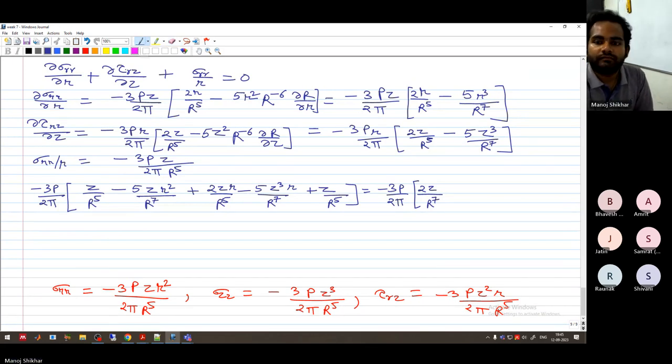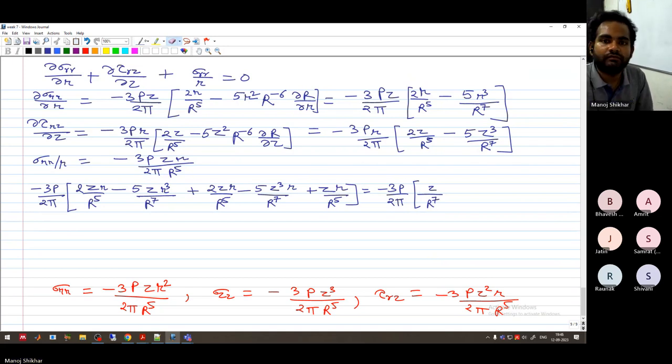Okay. Again, here one R will be present. So let's write it again. So we are taking 3p by 2 pi common, so 2zr times zr should be r cube. Two zr, okay. Z cube r, okay. And it should be zr.